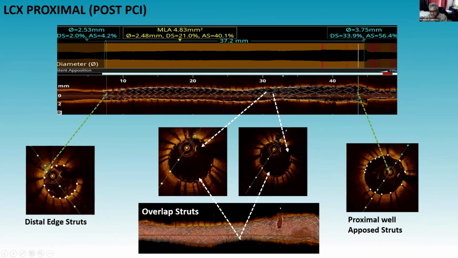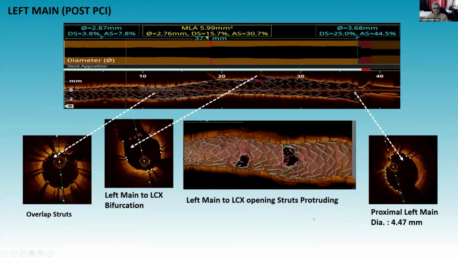So all the proximal opposed struts, all the struts of the circumflex can be seen. This is the proximal circumflex. This is the run in the same patient, from the LAD into the circumflex, into the left main. You can see the opening of the diagonal. You can see this left circumflex with a lot of struts hanging over.